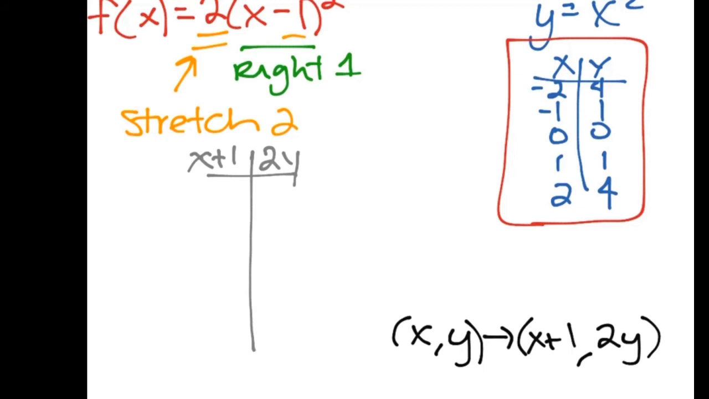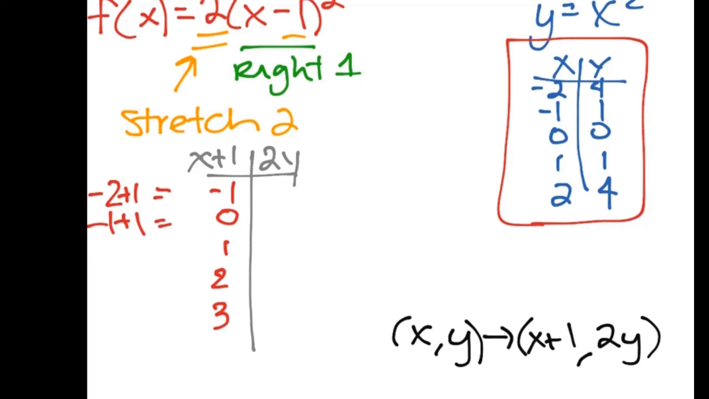For example, my x was a negative 2. If I plug in negative 2 times plus 1, I get negative 1. Likewise, if I take the negative 1 and plug it in, negative 1 plus 1 is 0. I'm going to continue to do that all the way down. So 0 plus 1 is 1. 1 plus 1 is 2. Hopefully you start to see a pattern. In this case, it's increasing by 1 because I went right 1.